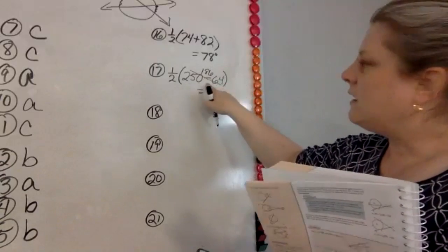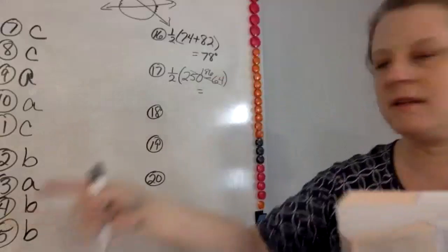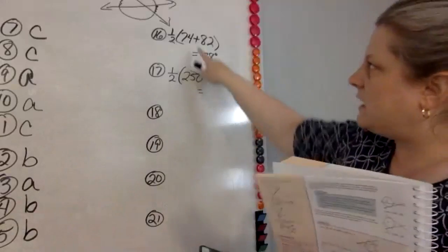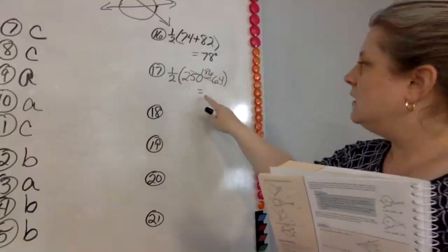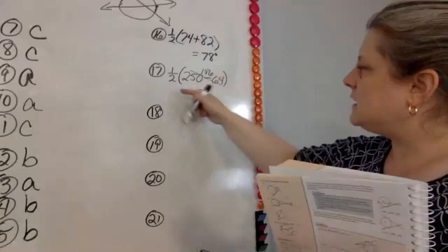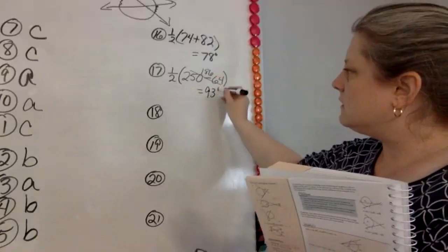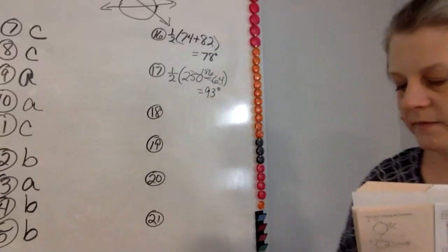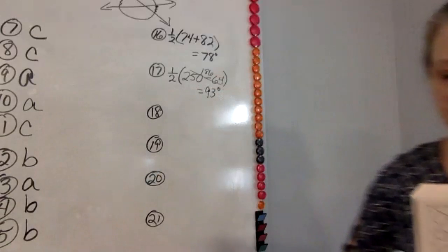Okay. When the angle is outside of the circle, you subtract them. When the angle is inside, you add them. So we subtract them, you get 186 divided by 2, so it's 93 degrees. Okay.